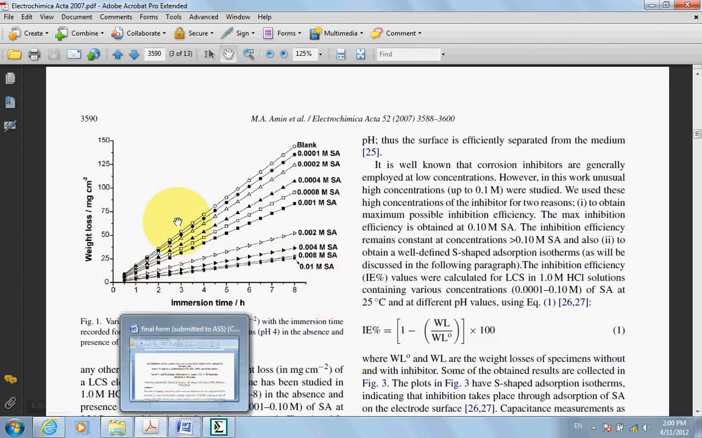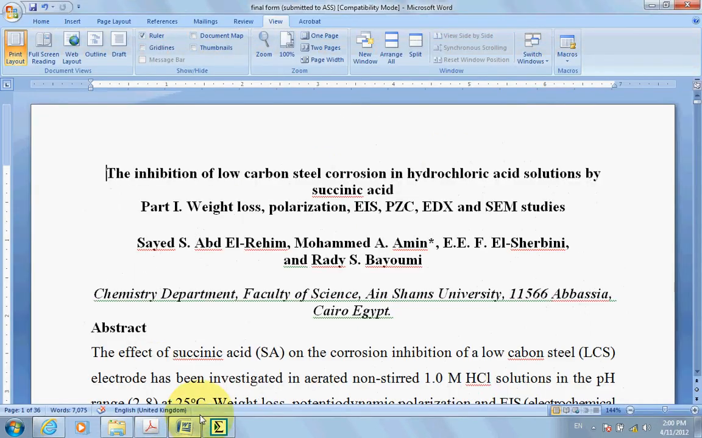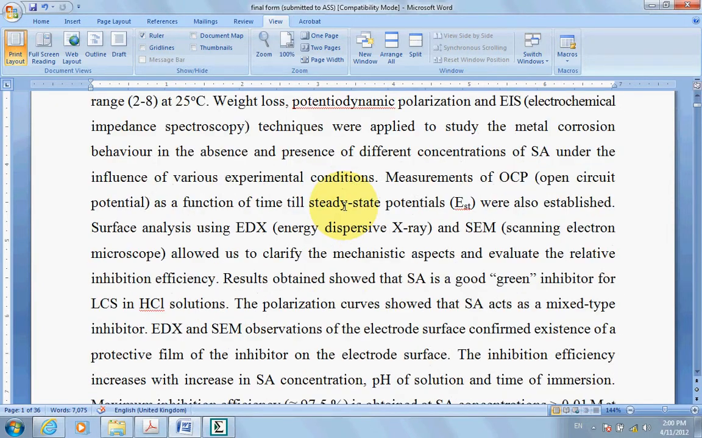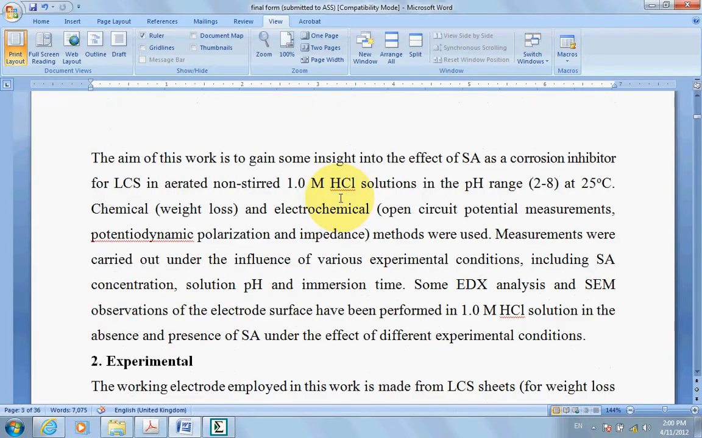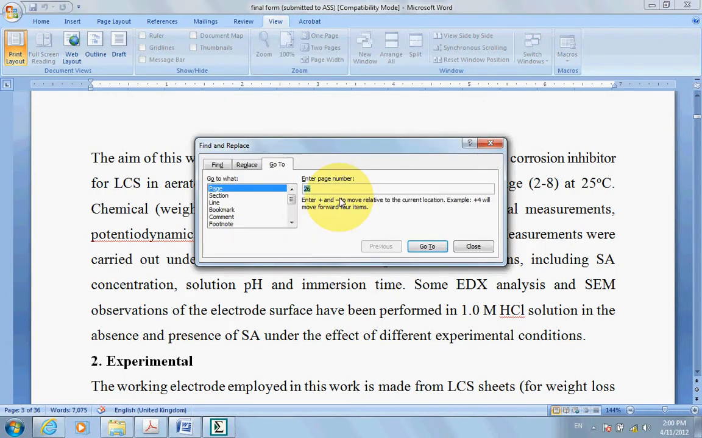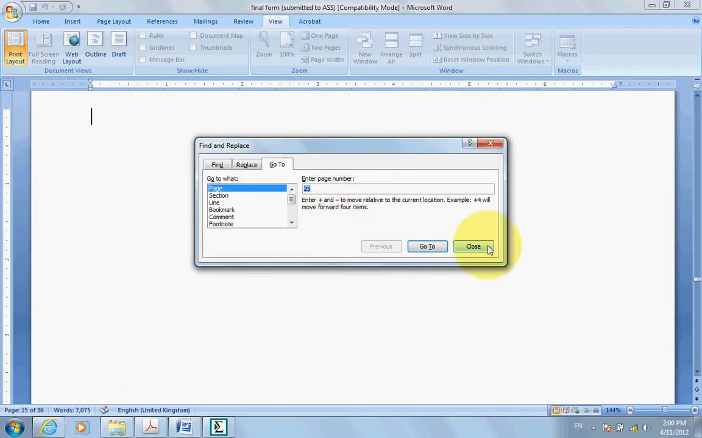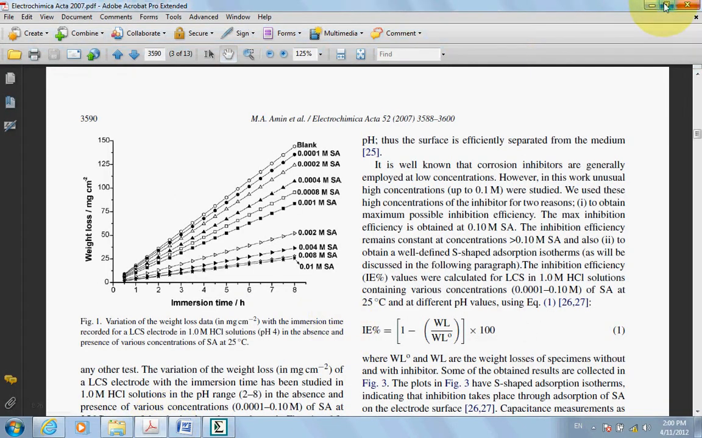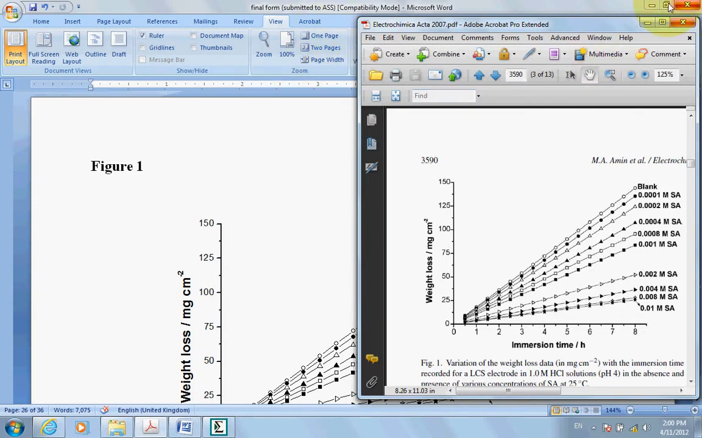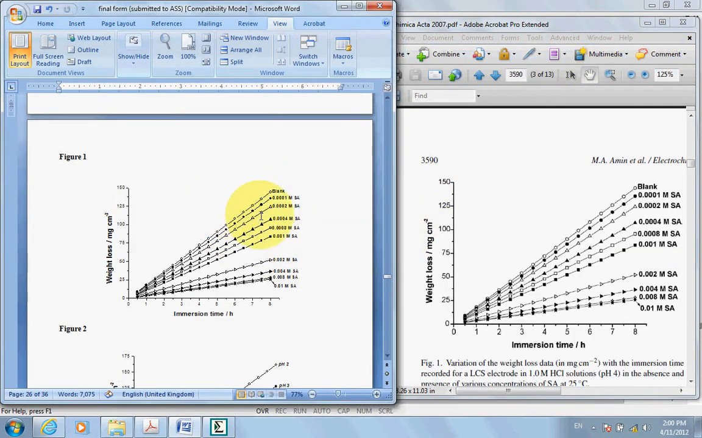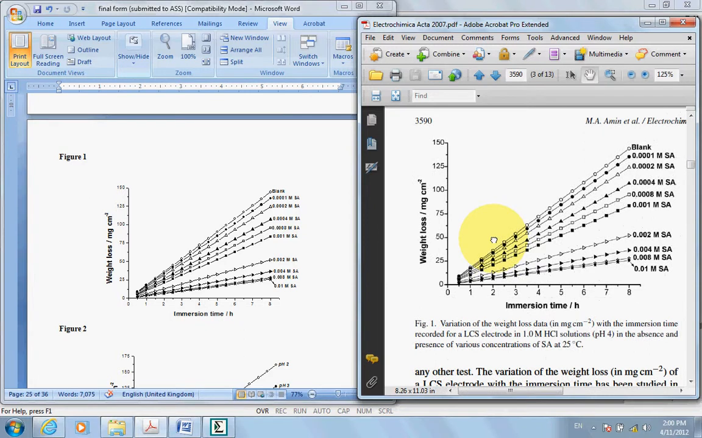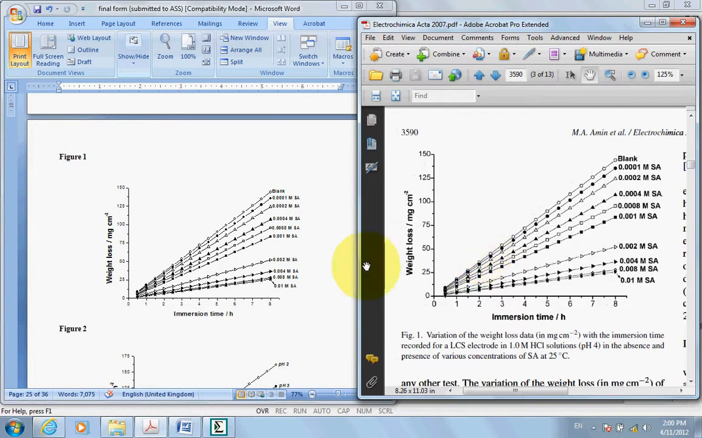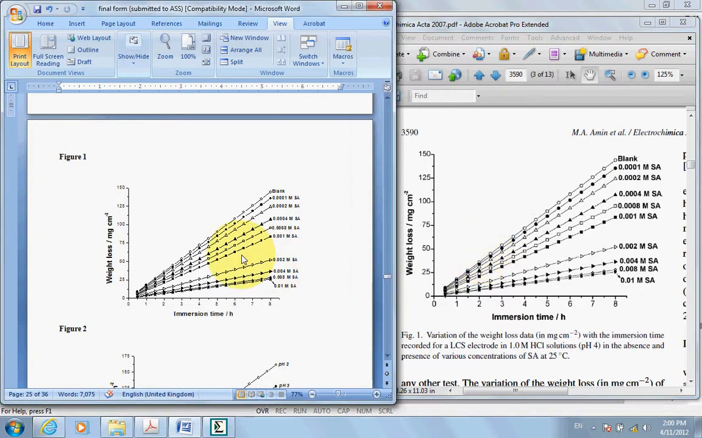We will get the data of figure 1 from another file here. This is the same article, the same file in Word format, including also the figures. As we can see, these are the figures presented in the article. We can compare them. This is figure 1 in the article, and this is figure 1 in the file submitted to the editor.